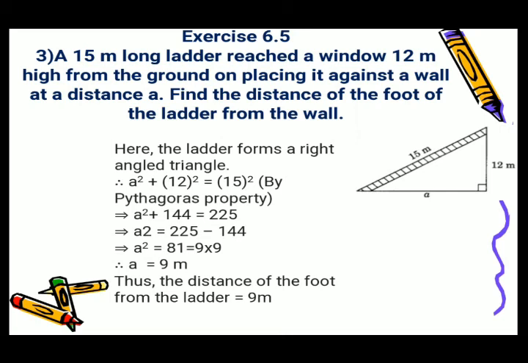After that 12 square is 144. After that is equal to 15 square, which is 225. Now this 144 we will move to the other side of the equal sign, then it will become subtraction or negative. So a square is equal to 225 minus 144, which is equal to 81. Now here we are getting a square is equal to 81.